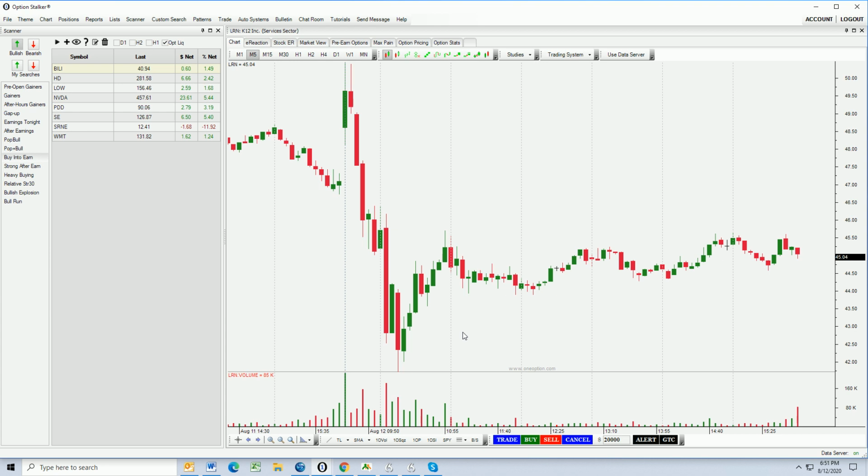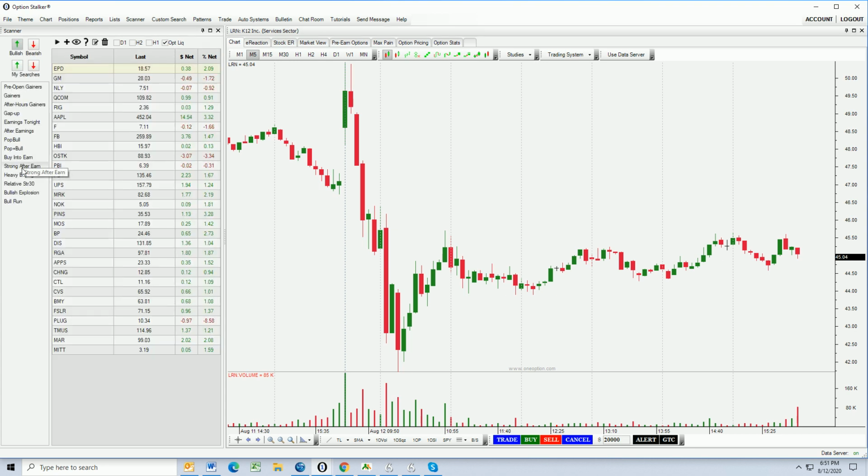So please make sure that you are using these alert lines. I don't know of any other platform that allows you to draw horizontal and vertical alert lines. So let's go through, and I'm going to show you the stocks that I like. I'm going to show you how I found them. And one of the searches that you hear me talk about week in and week out, it's available on Option Stalker, is strong after earnings.